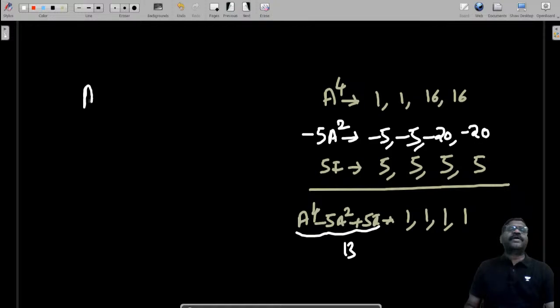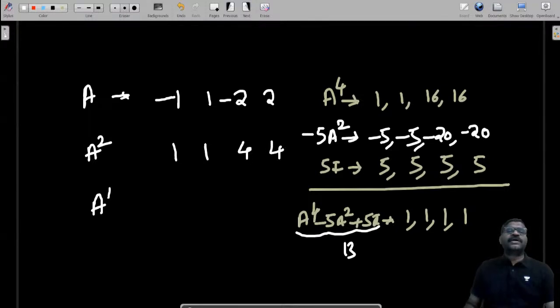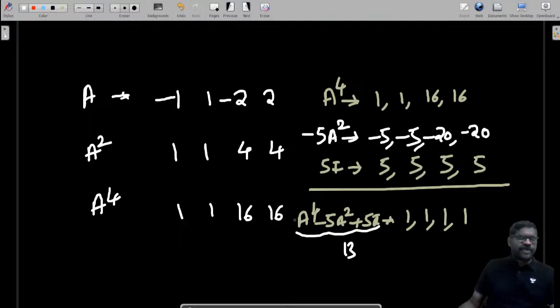Eigenvalues of A are given as minus 1, 1, minus 2, 2. Eigenvalues of A square are 1, 1, 4, 4. Eigenvalues of A power 4 are 1, 1, 16, 16. Based on that, I have calculated the eigenvalues of A power 4 minus 5A square plus 5I. That is nothing but matrix B. Understood?